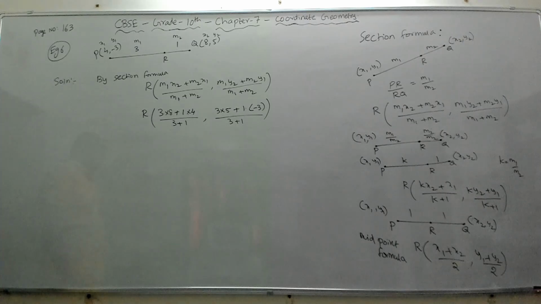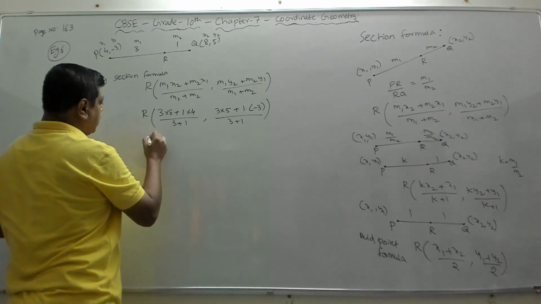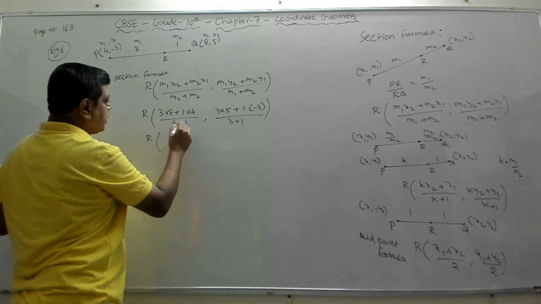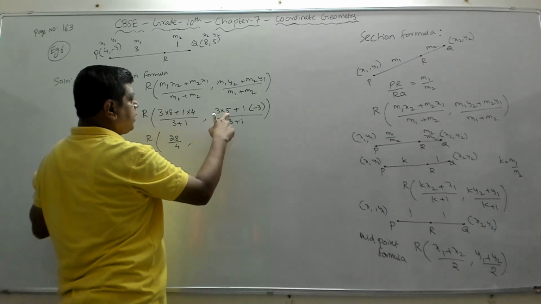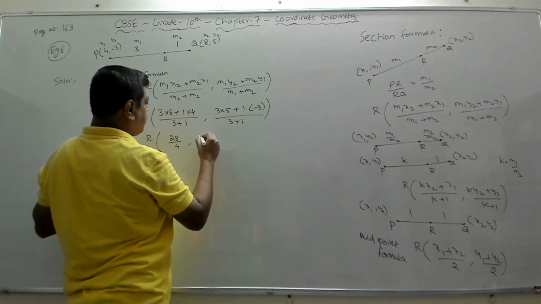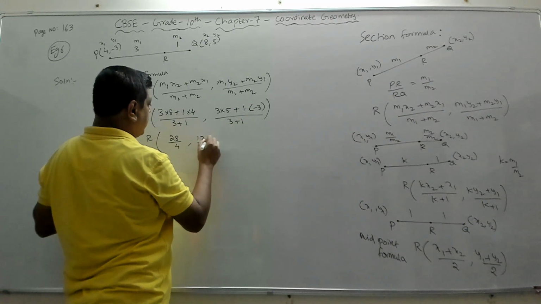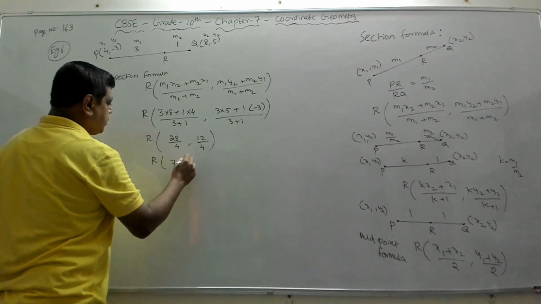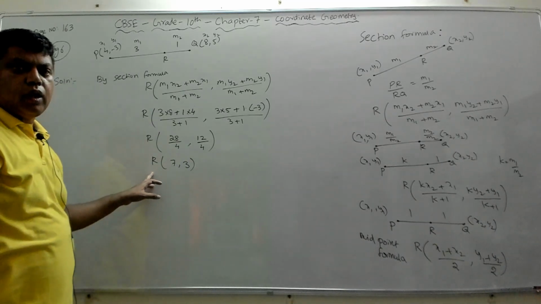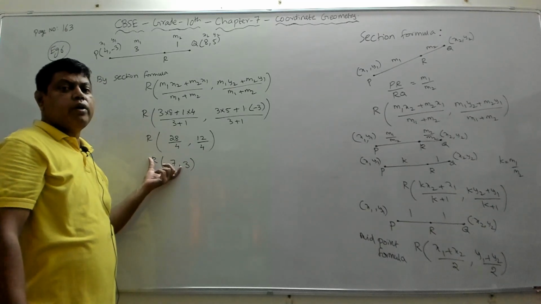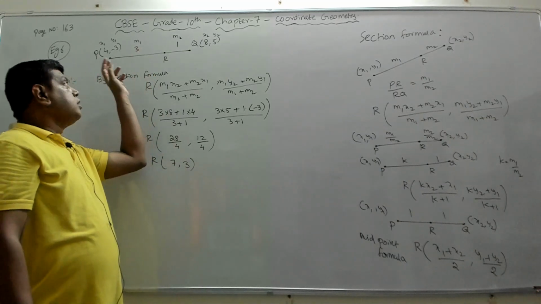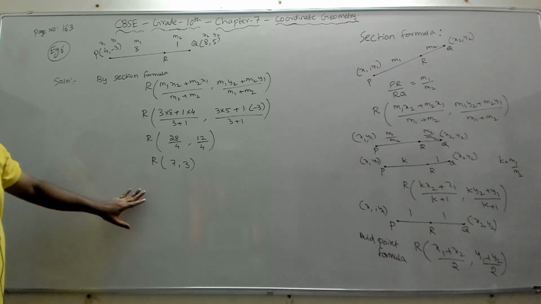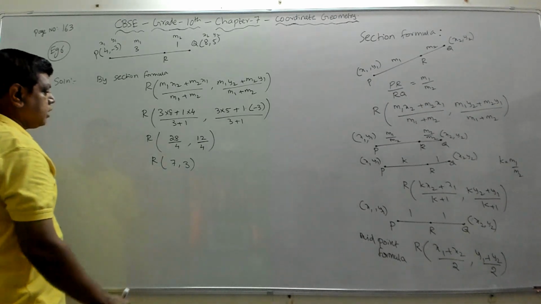Fine. Now if you simplify this, we get R of (24 plus 4) is 28 by 4, comma, (15 minus 3) is 12 by 4. Right? So if you simplify this, you get 7, 3. So what is the coordinate of the point? R is 7, 3. So this point divides the line segment joining these 2 points in the ratio 3:1 internally. So the point 7, 3 is the required point.